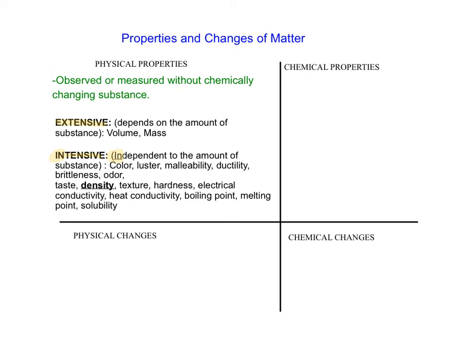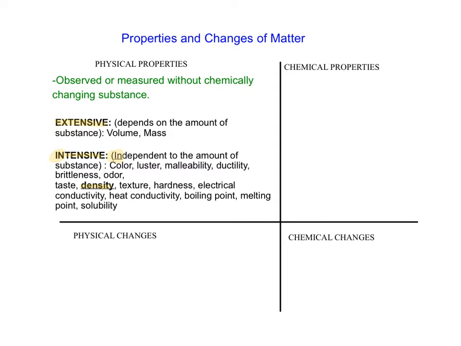Luster means how shiny something is. Malleability and ductility are both properties used to describe metals. If a metal is malleable, it means you can bend it and it doesn't break. Ductility has to do with being able to pull metals into thin wires. We'll talk a little bit more about those properties later when we talk about metals. Brittleness means when you bend it, it does break. Odor, smell, taste. Density is a big one that we'll spend more time talking about later.